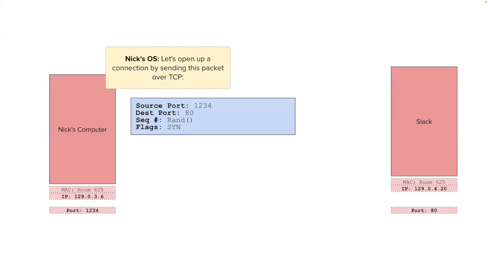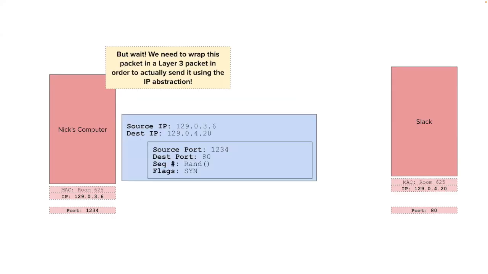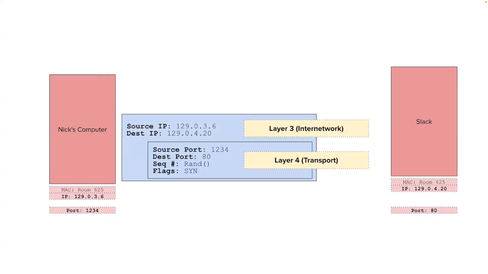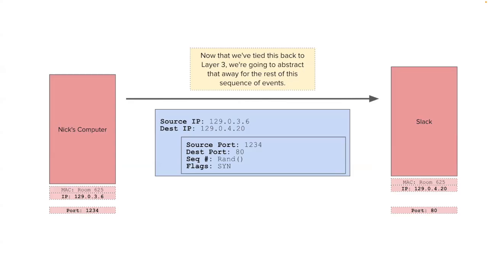And then you have a flag, which I will cover in detail in a second, but that just says SYN, which is your first message you're sending to the server. And we wrap it up in a lower level, like layer 3, and then we send it over to the internet, right? And then the Slack app gets it in reverse order and it translates it down, and then just unpacks it and does whatever it needs to do. But the point is that we've tied this back to layer 3. And we're going to abstract that away for the rest of the sequence of events.